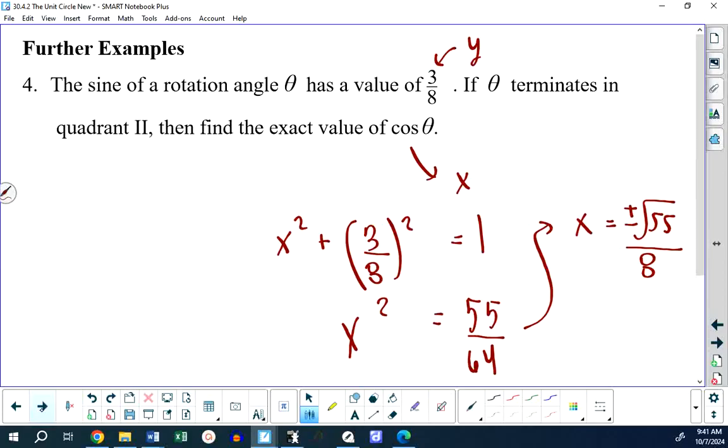It's in quadrant 2 though. This is why I asked in the previous question, does it actually say which quadrant it's in? Because if it's in quadrant 2, x is negative in quadrant 2, which means that the answer to the question is x is negative root 55 over 8. But that's cos theta, right? I'm not going to write it again and say cos theta equals that number, but x and cos theta are the same thing on the unit circle.